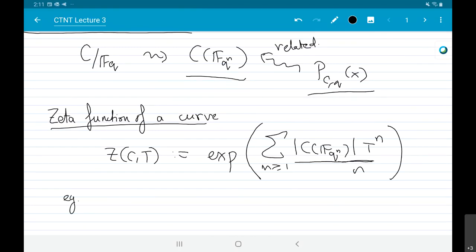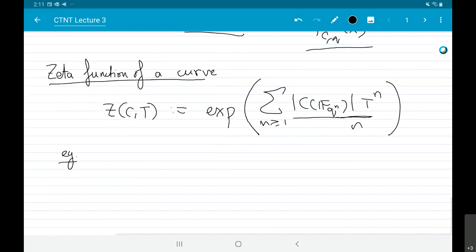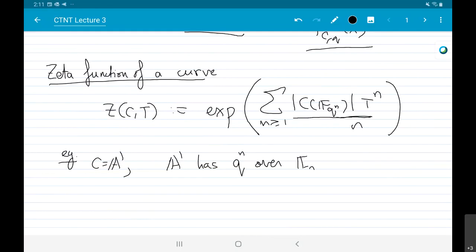Right. So let's do some examples. Let's take C equal to A^1. So A^1 has q^n points over F_{q^n}. So it's just a line, so this is all A^1 over F_q. And so what Z_{A^1}(T) is, is the exponential of the sum over n bigger than or equal to 1 of q^n T^n over n.